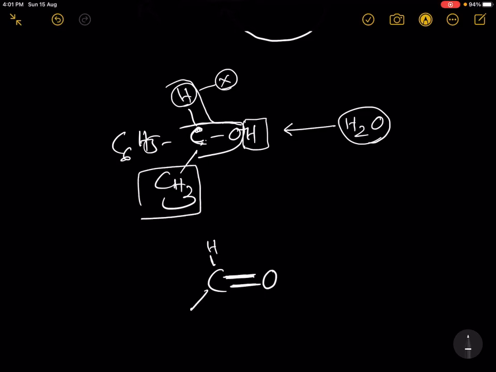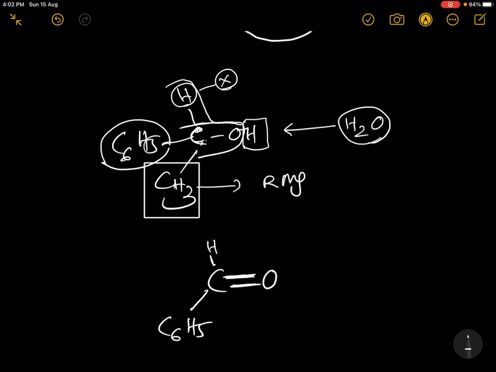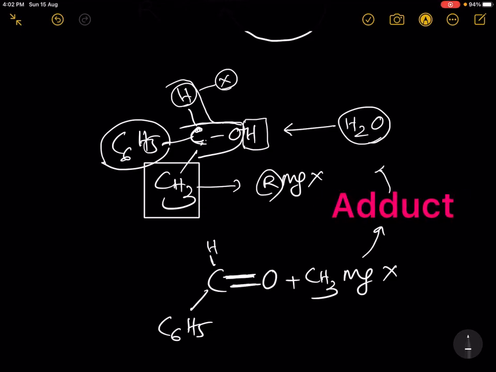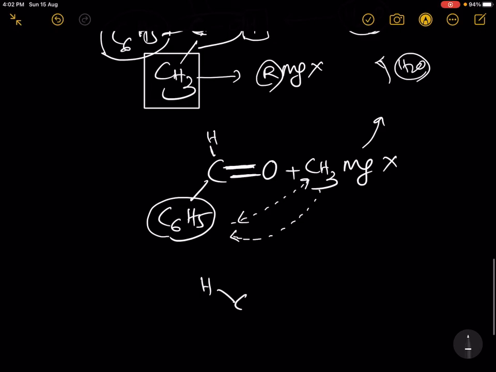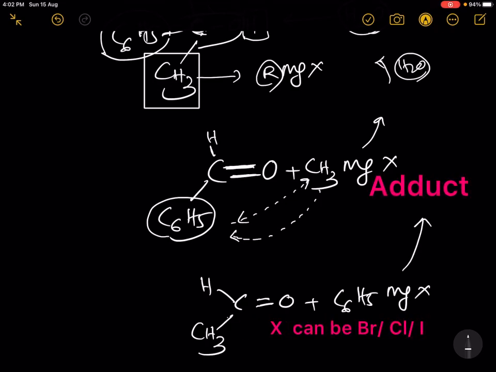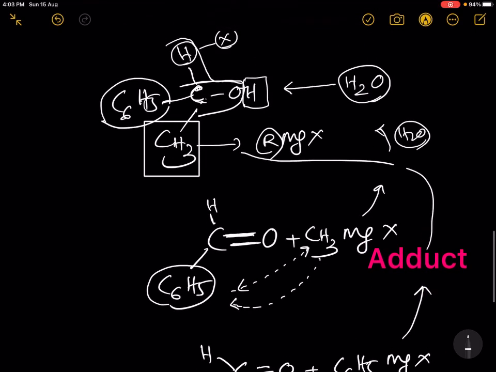This might be CH3 or C6H5. If it is C6H5, then CH3 is in the Grignard's reagent, or you can write the Grignard's reagent as R MgX, and this R part is CH3. Then if you add, you will get an adduct, which on hydrolysis will give the above product. If you want to write C6H5 over here, then you have to write CH3 over here. You see, the carbonyl compound can be written as HC double bond O C6H5, and the Grignard's reagent will be CH3 MgX, and the adduct formed on hydrolysis gives this alcohol written on the screen.